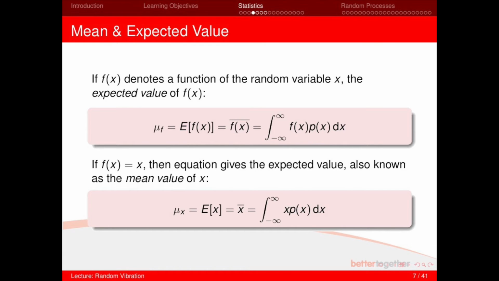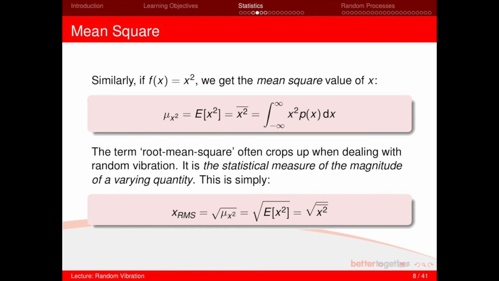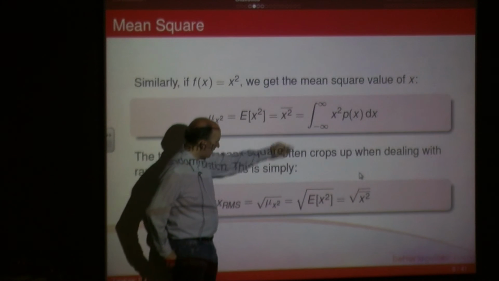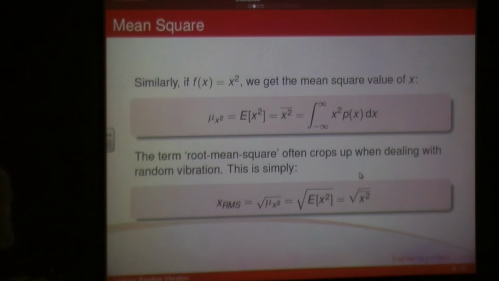If f of x is x squared, then we get the mean square value. So you essentially put x squared into that integral and integrate between minus infinity and infinity, and you get your mean square value. And RMS, root mean square, often crops up when dealing with randomization, and that's simply the square root of your mean square. So you take the square root of this term, which is there, and you get your root mean square.